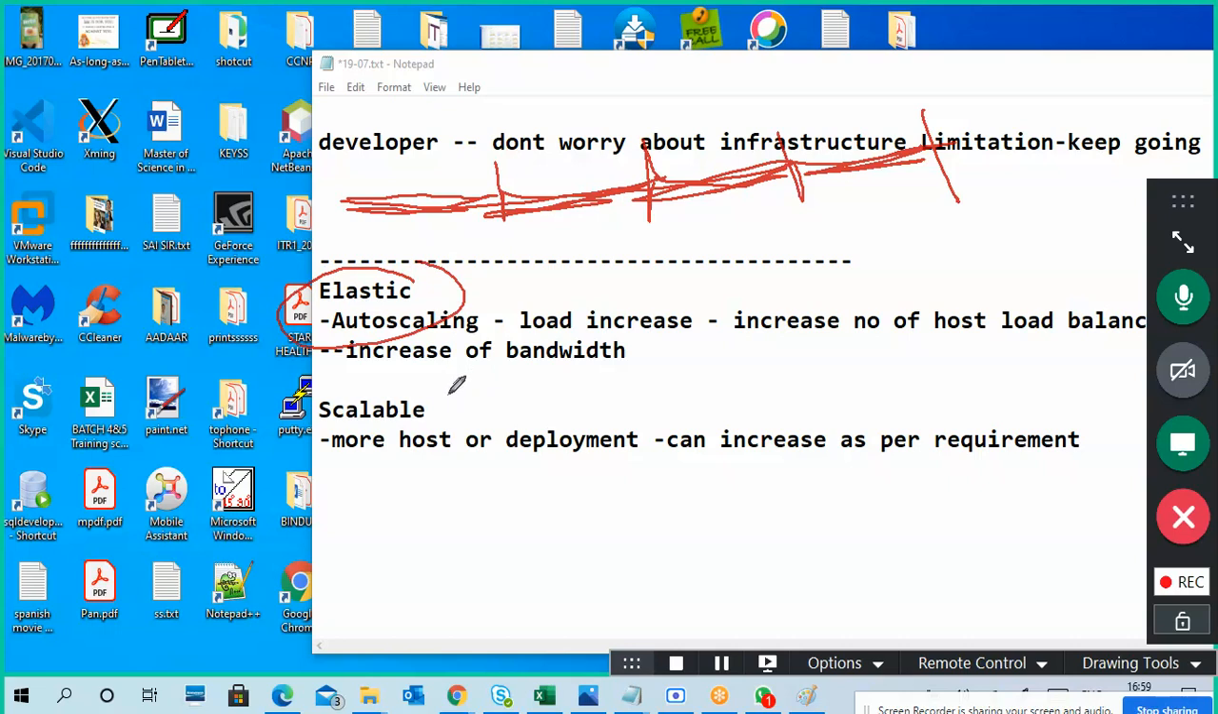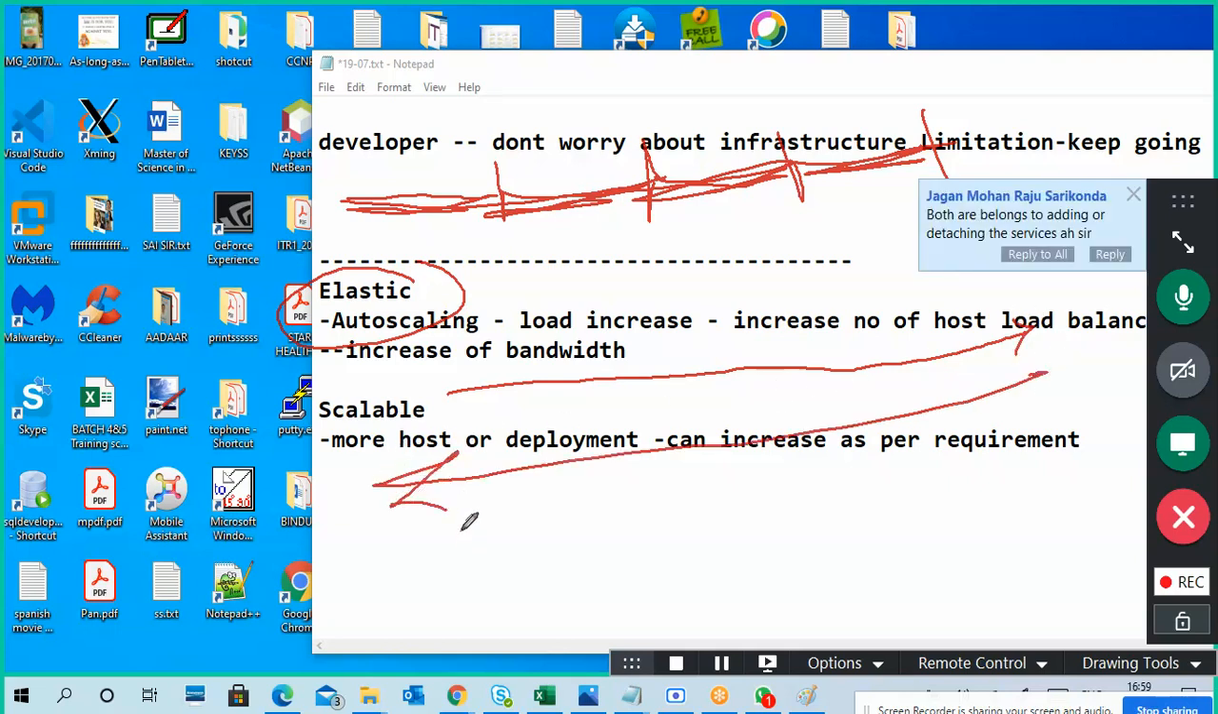Elasticity means when load increases, scale out. When load decreases, scale in. Commissioning and decommissioning. What is commissioning and decommissioning? Commissioning means adding extra hosts, extra bandwidth, or more load balancers, so then we can maintain the balance. Decommissioning means reducing the number of things.